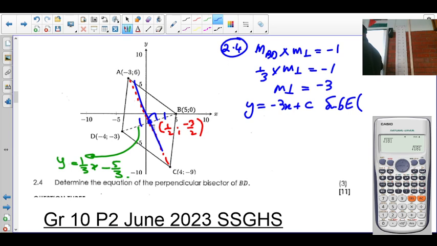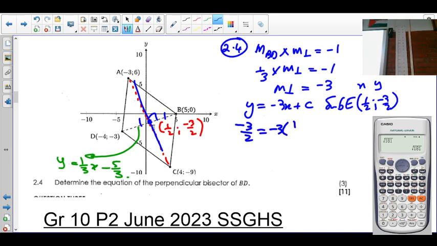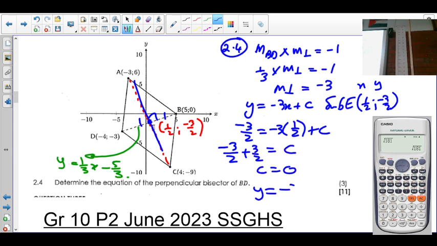So a third times... The only point you can substitute is E, because the line is going through there, as it says, it is bisecting. Remember that's an x and a y. So there's negative 3 over 2 is equal to negative 3 into a half plus c. So it's going to be negative 3 over 2 plus 3 over 2 is equal to c, so c is 0. So y is equal to negative 3x.